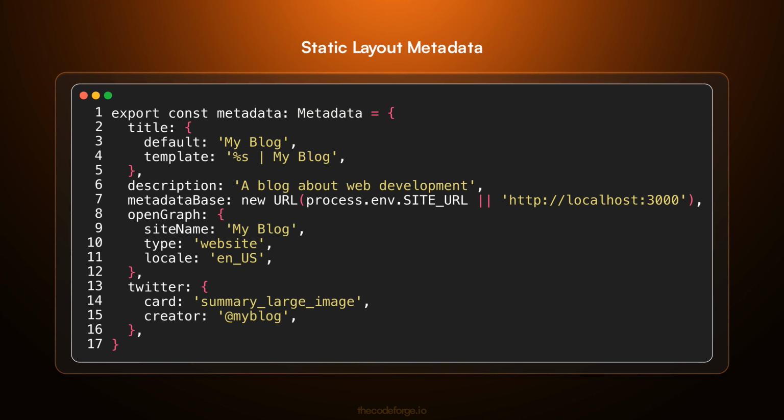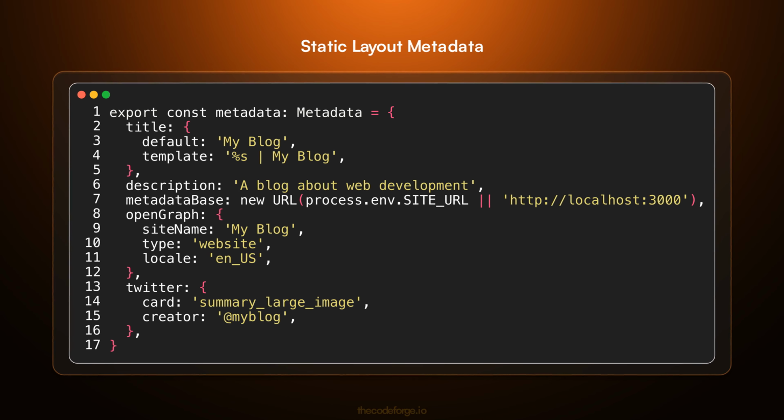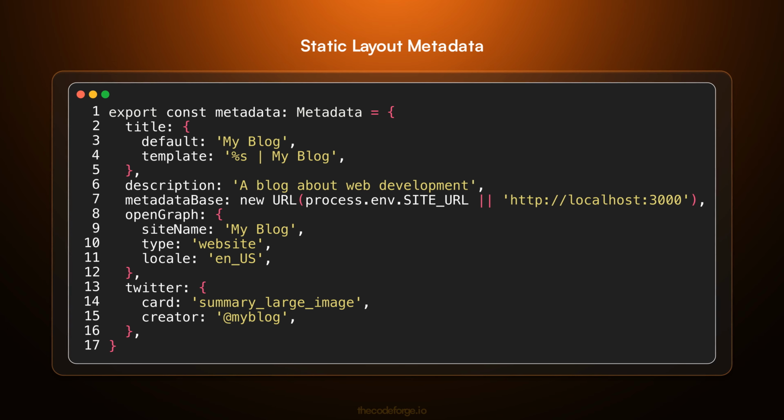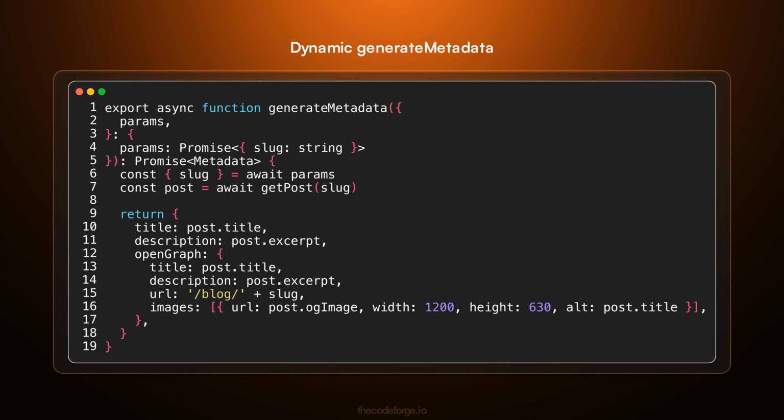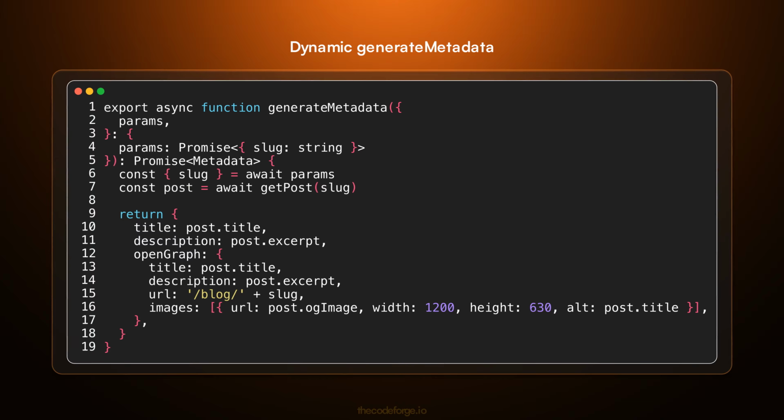Here's a root layout with static metadata. It sets a title template, description, metadataBase, and default OG and Twitter settings. This is the fallback for all pages. This is the correct pattern. generateMetadata fetches the post data and returns unique title, description, and OG tags for each blog post. Every dynamic page must have this.